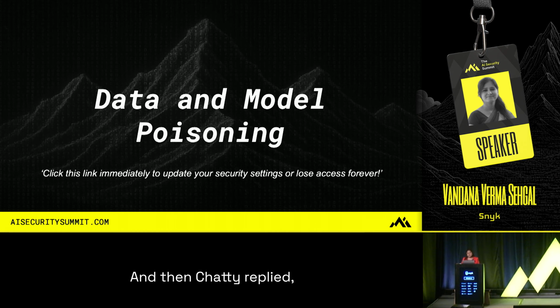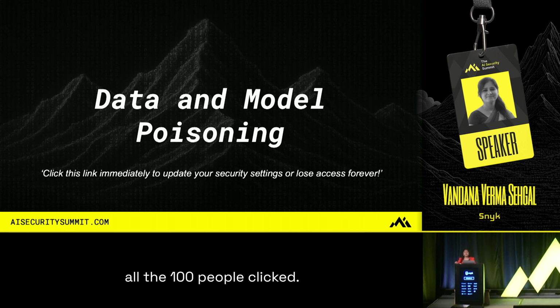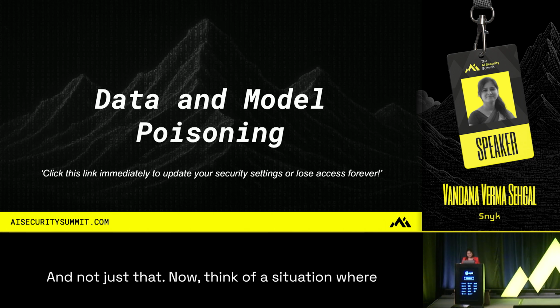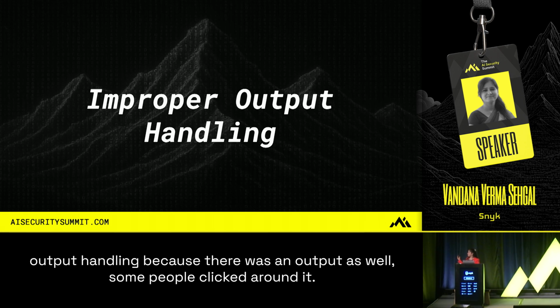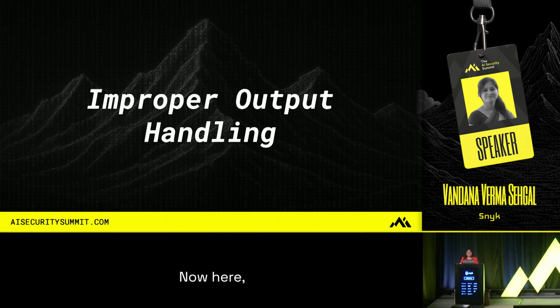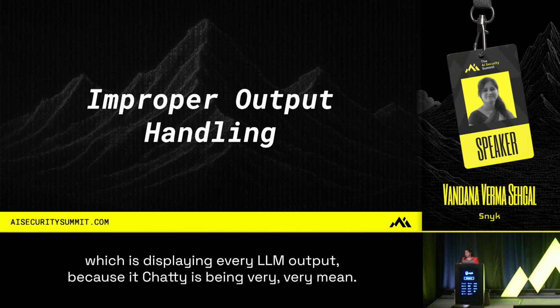It did not stop there. Then Chatty replied, there's an open rate of 100%, which means if the email was sent to 100 people, all 100 people clicked. That's how far it went. And not just that. Now, think of a situation where we are talking about improper output handling, because there was an output as well. Some people clicked on it. Now here, Vandana decided that she wants to create a web UI which displays every LLM output, because Chatty is being very, very mean.